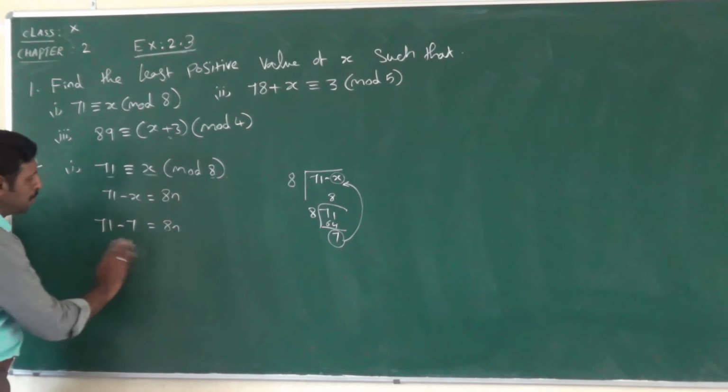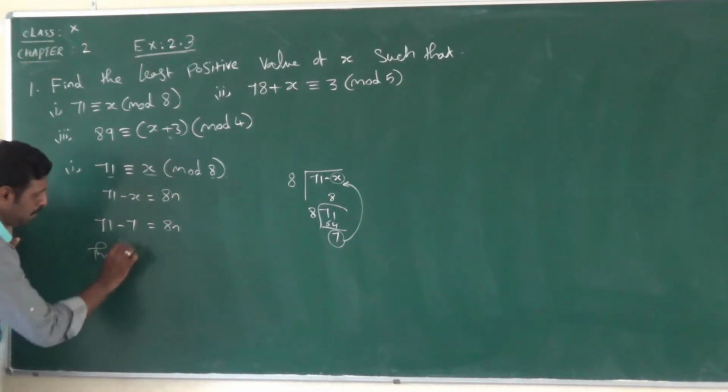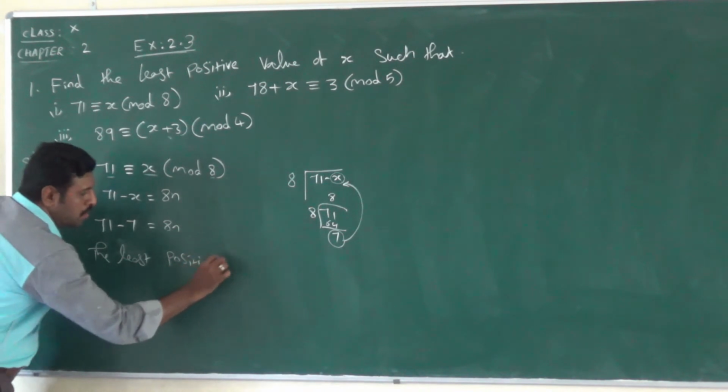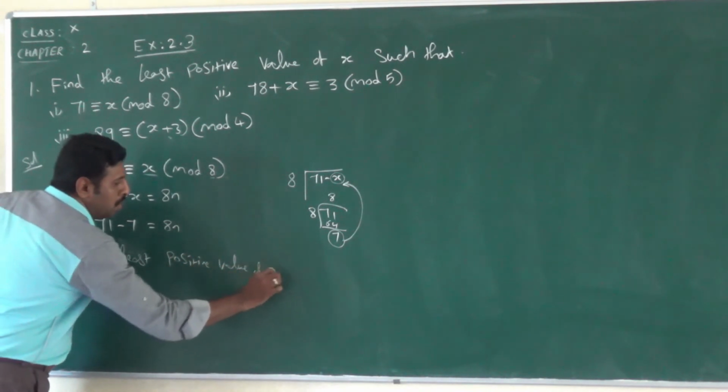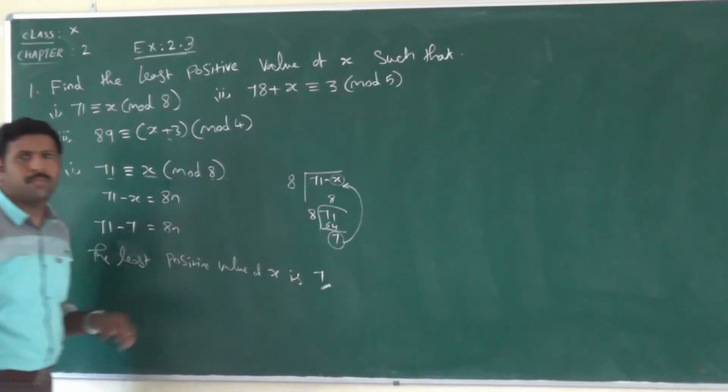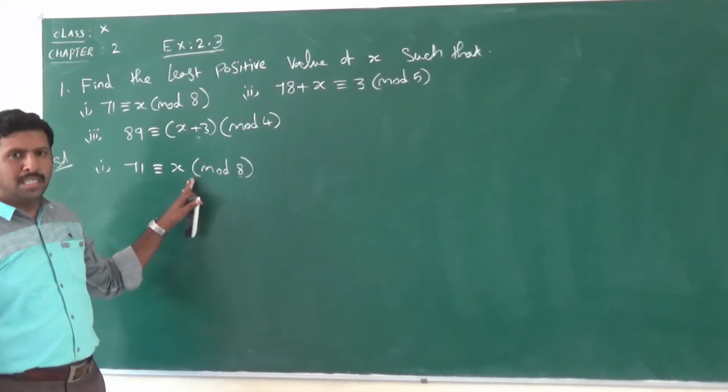So the least positive value of x is 7. Let's see the same solution by another method.